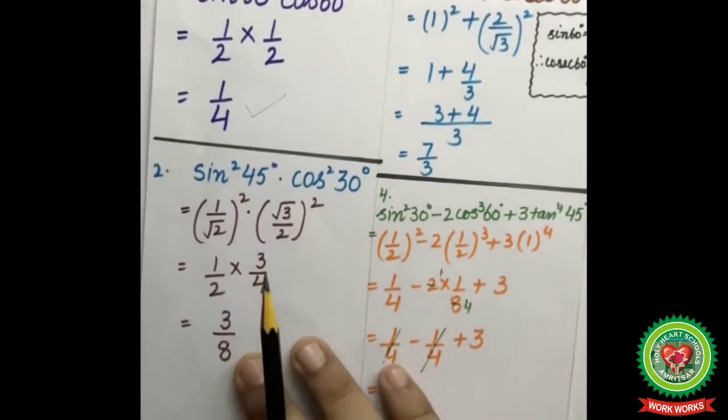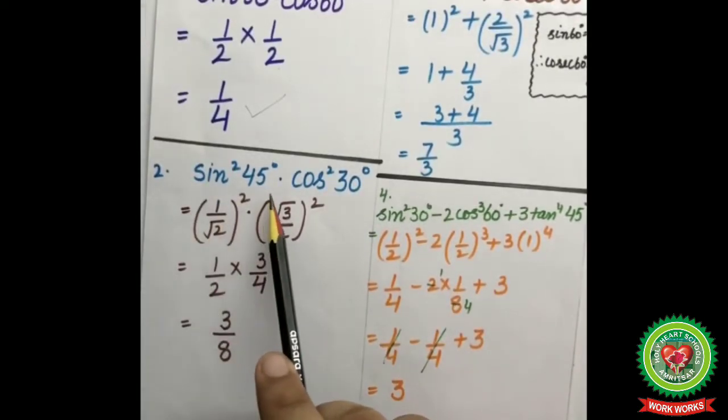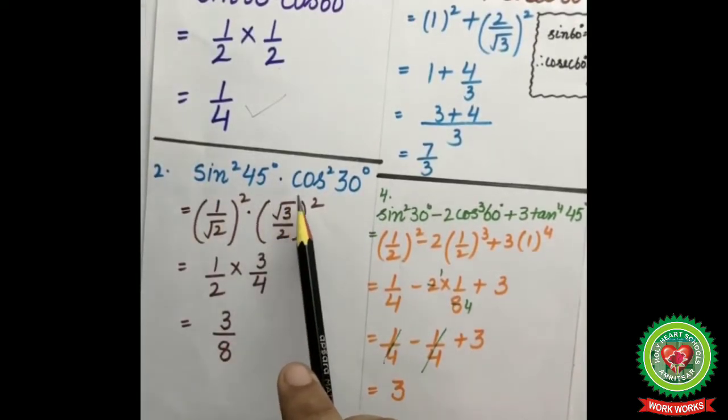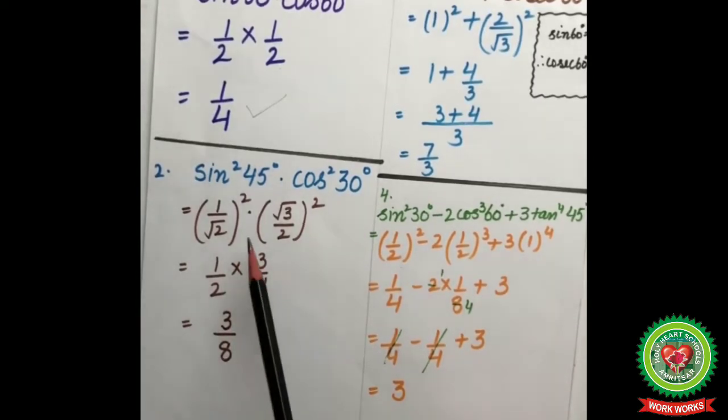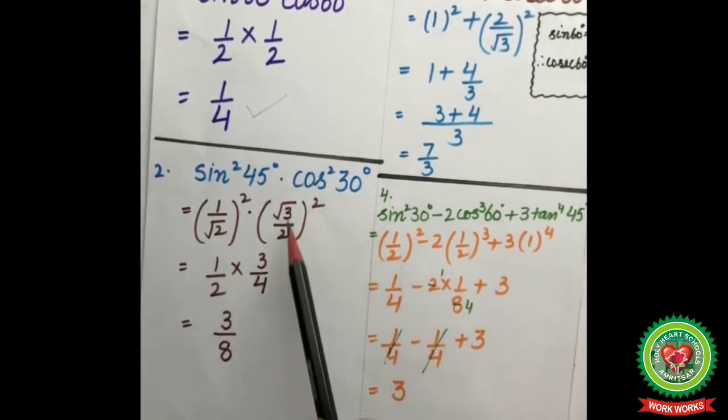Now the second sum is sin square 45 degrees multiplied by cos square 30 degrees. Now we have learned that the value of sin 45 is 1 by under root 2. So this will become (1 by under root 2) whole square, multiplied by cos 30, which is under root 3 by 2. So this will be written as (under root 3 by 2) whole square.